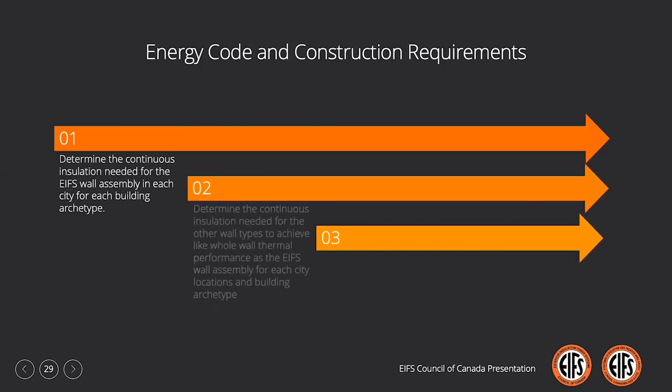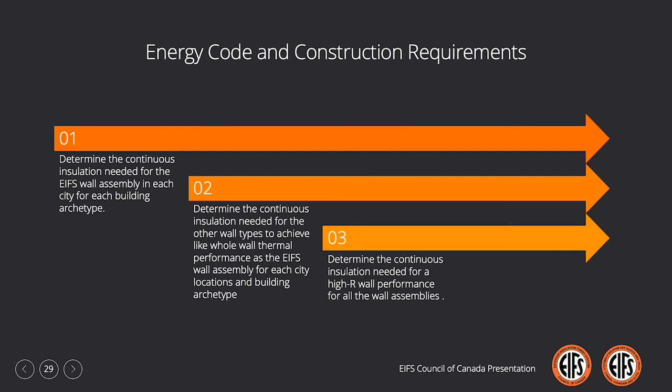So the process to determine construction requirements and compliance with respective energy codes that RDH followed looks something like this. Step 1 was to determine the continuous insulation needed for the east wall assembly in each city for each building archetype to comply with the applicable energy code. Once that was modeled and the whole wall R value understood, they could then determine the continuous insulation needed for the other wall assemblies to achieve the same whole wall R value as the east assembly for that particular city on the particular building type.